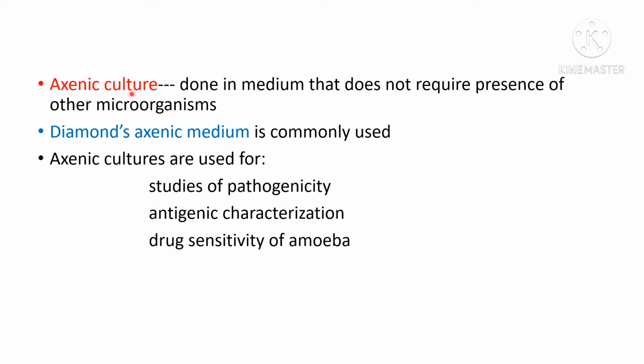Axenic culture is also a method of stool culture, and here it is done in medium that does not require the presence of other microorganisms. While in case of polyxenic culture, we added many microorganisms for the nourishment of this organism, here we don't use any other microorganisms. Diamond's axenic medium is most commonly used. Axenic cultures are used for studies of pathogenicity, antigenic characterization, and drug sensitivity of amoeba.